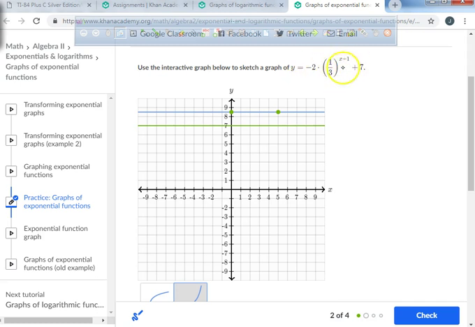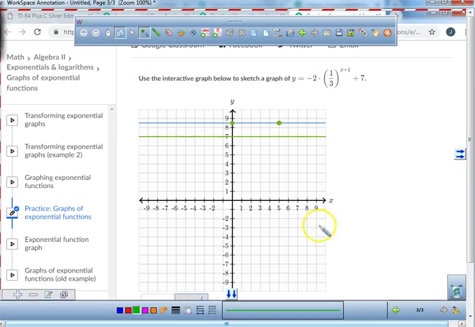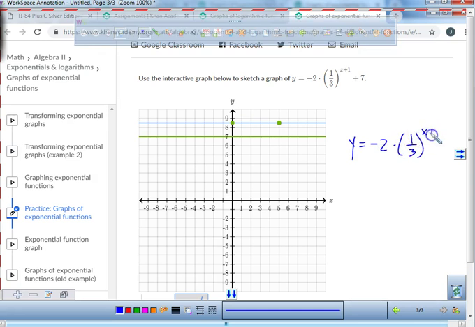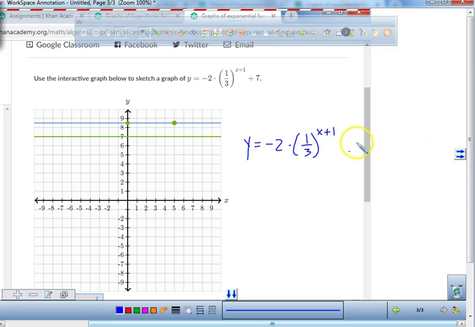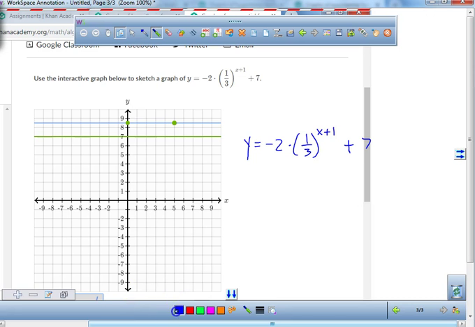Now we're going to go ahead and type this in our graphing calculator. All right. So what's going to be happening in this graph? I'm going to write it down. Y equals -2 times 1/3 to the x plus 1, plus 7. All right. So now we have a negative right here. I'm going to highlight the 3 things that are happening in this graph. We got something there, something here, something right here.